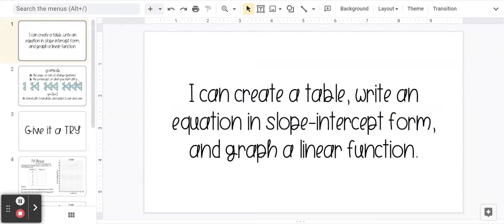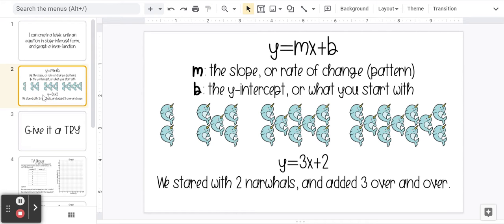Today you are going to create a table, write an equation, and make a graph. So here's just a little example that might help you with the equation writing part for later.